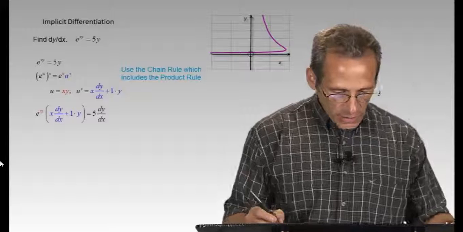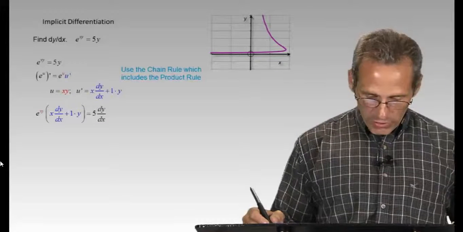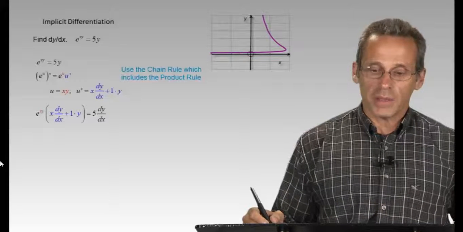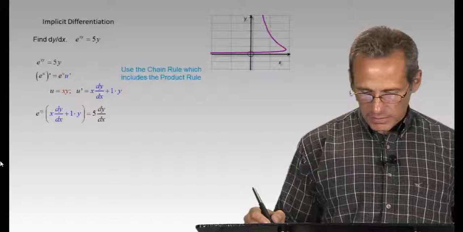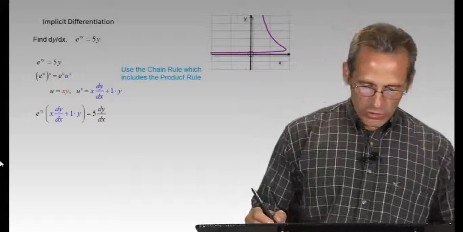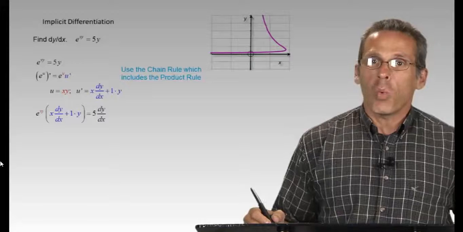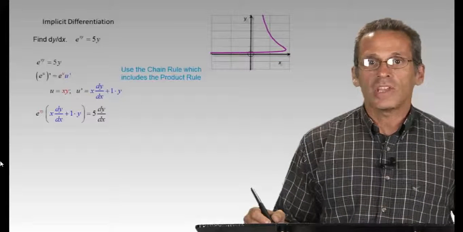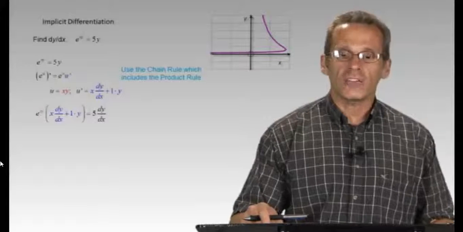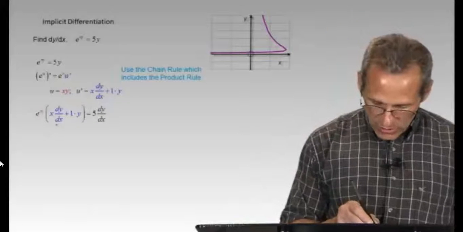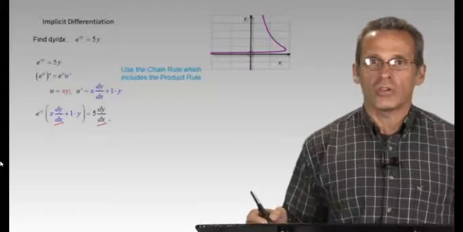Substituting in, we have e to the u times u prime, and we replace u with xy. We have e to the xy. We replace u prime with x dy/dx plus y. And we set that equal to the derivative of 5y. Well, again, the chain rule, that's 5 times 1 times dy/dx. Our goal is to isolate dy/dx, but notice dy/dx is in the parentheses on the left side of the equation, not in the parentheses on the right side of the equation.